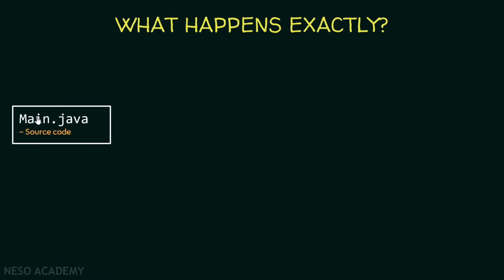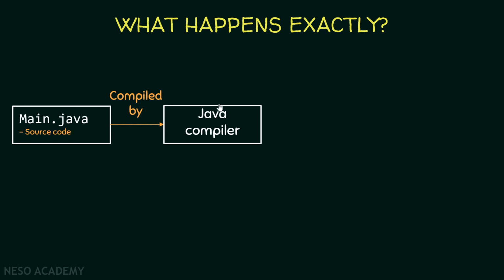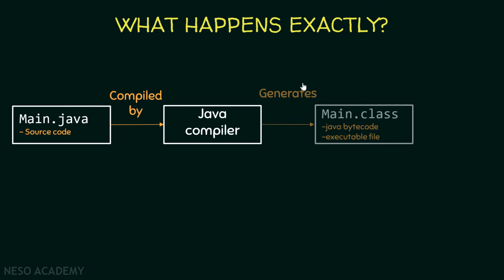So now let's see what happens exactly when we compile and run our program. So suppose that we have a file main.java and it contains the source code. This file will be compiled by the Java compiler. So when we type javac, we are using the Java compiler. After our Java file is compiled, a .class file will be generated. And in this case, it will be called main.class, the same name as the .java file. So main.java and main.class. This is called Java bytecode and it is an executable file.